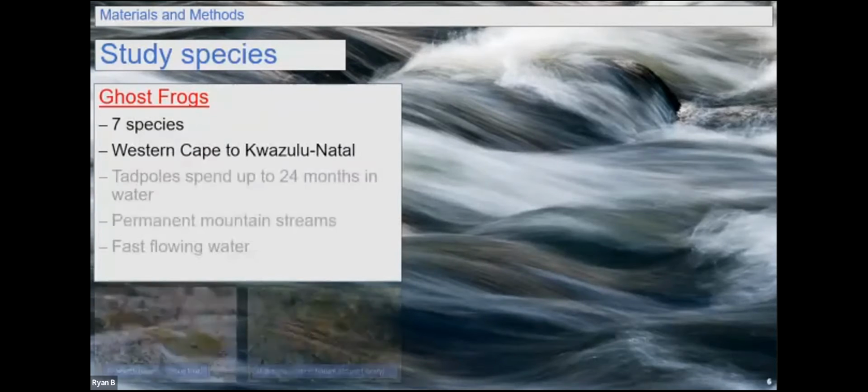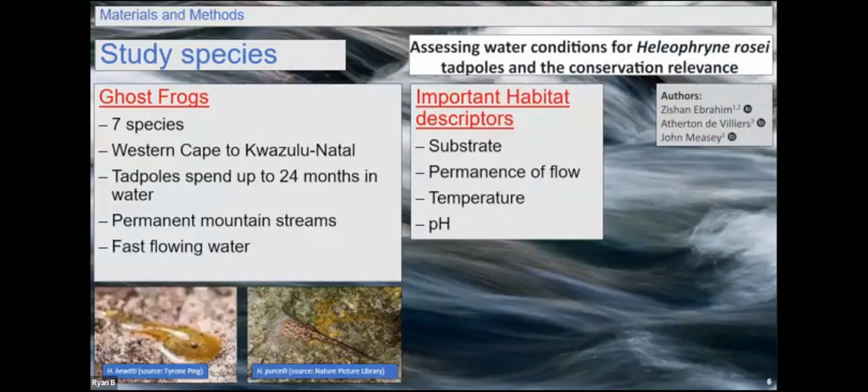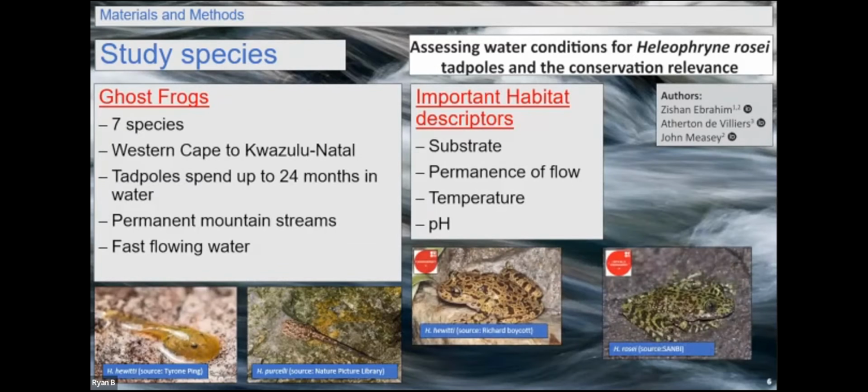Ghost frogs are known as the family Heleophrynidae. They consist of 7 species found along the escarpment from the Western Cape to KwaZulu-Natal. Tadpoles spend up to 2 years in the water and are morphologically adapted to the fast flow of permanent mountain streams. This exceptionally long development time is attributed to the low water temperature, which is a key habitat predictor for ghost frog tadpoles, along with flow, pH, substrate and substrate type. Due to the specialist habitat requirements, Hewitt's ghost frog and Table Mountain ghost frog are listed by the IUCN as endangered and critically endangered respectively.